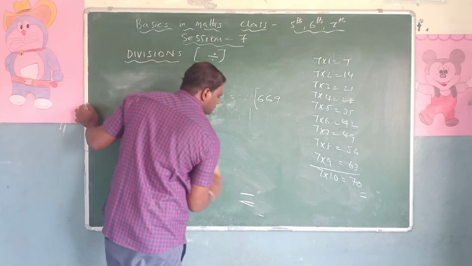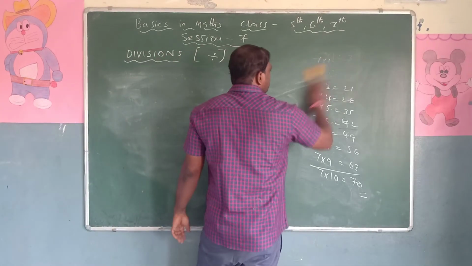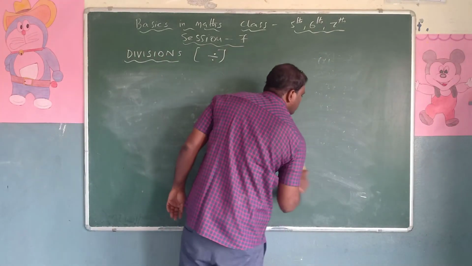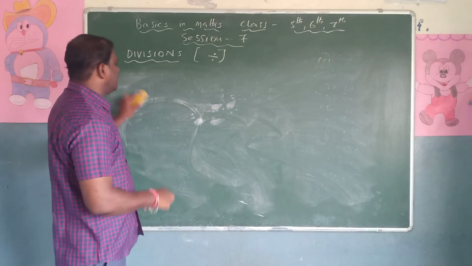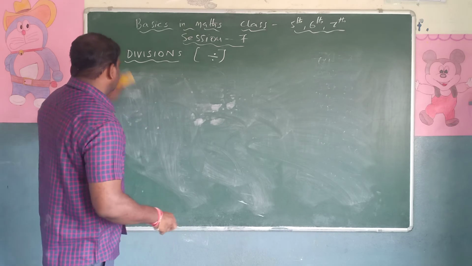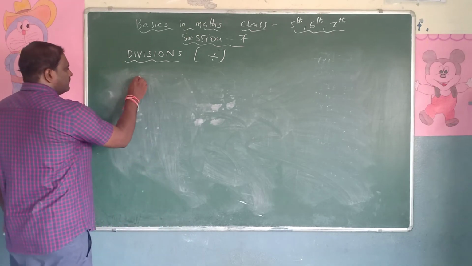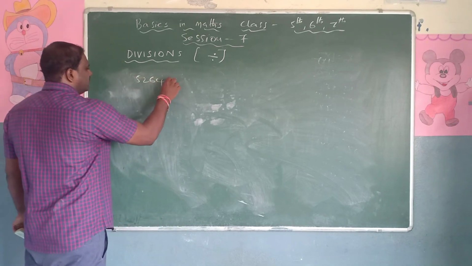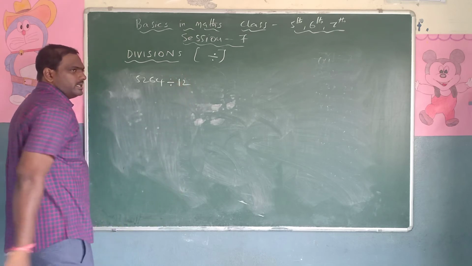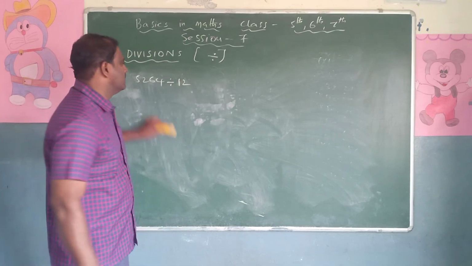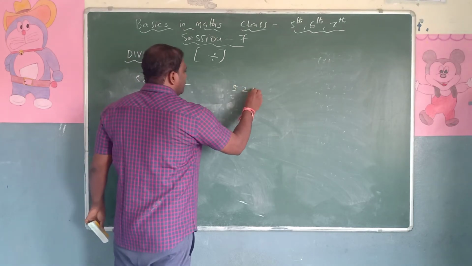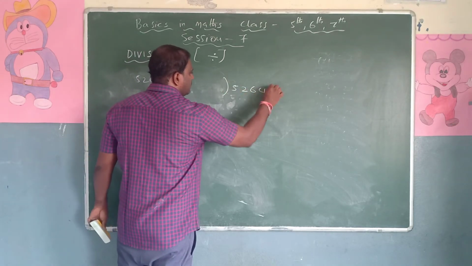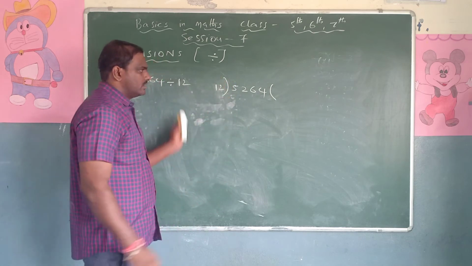Like this you can practice any one of the sums. Okay? So based on this, I'll go for a last one. 5264 divided by 12. I'll go for a double digit division. Whatever the division is, the process is the same. 5264 divided by 12. Right?